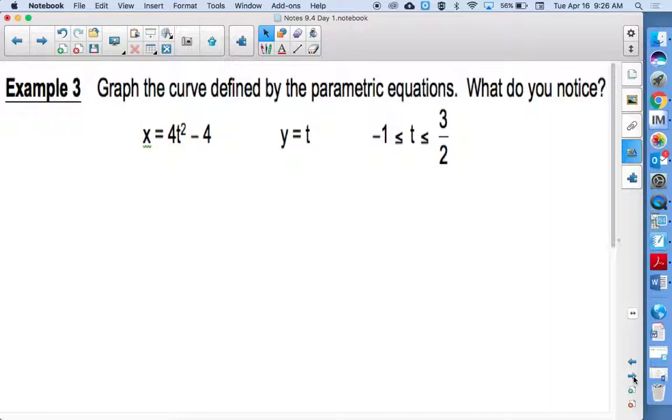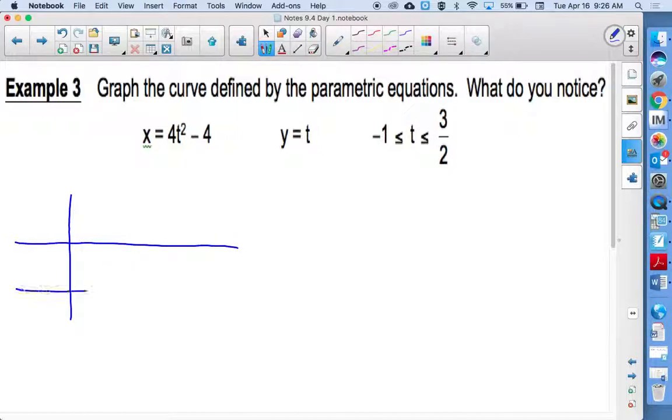So graph the curve, and then it says, what do you notice? So we have this set of parametric equations for x and y. x is 4t squared minus 4, y is just equal to t. But then the time goes from -1 to 3 halves. So the time has changed as well. So Jesse, you probably want to count by halves. Yeah, so if it goes up to 3 halves, now we're counting by half seconds instead of whole seconds when we're looking at our time. So starting at -1, -1/2, 0, and so on.